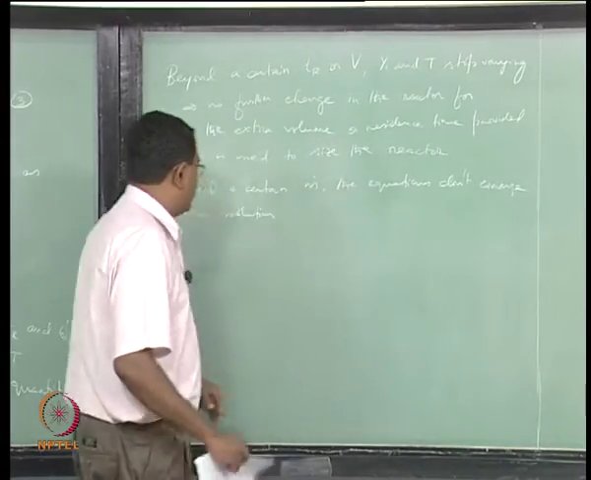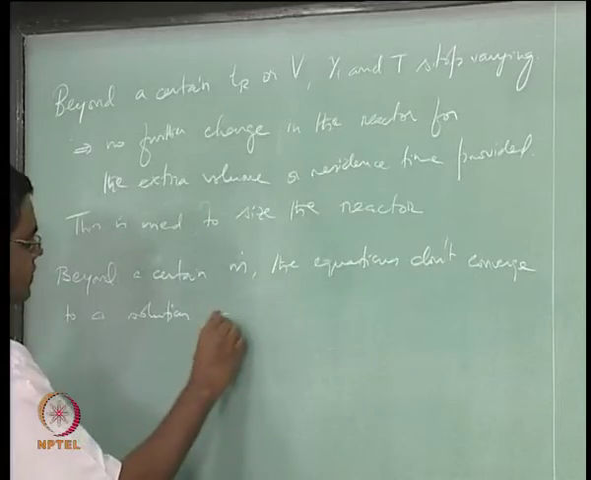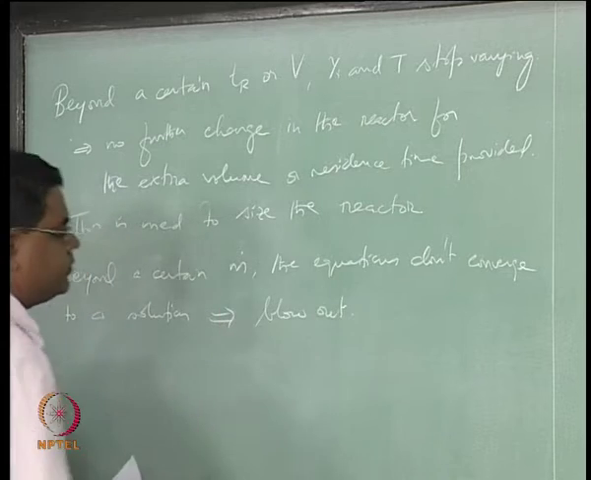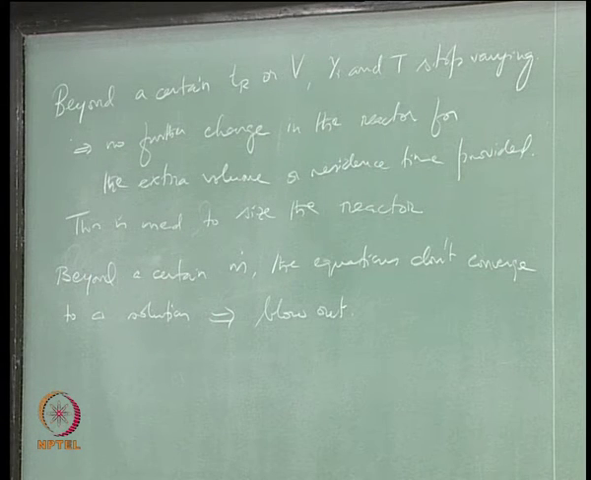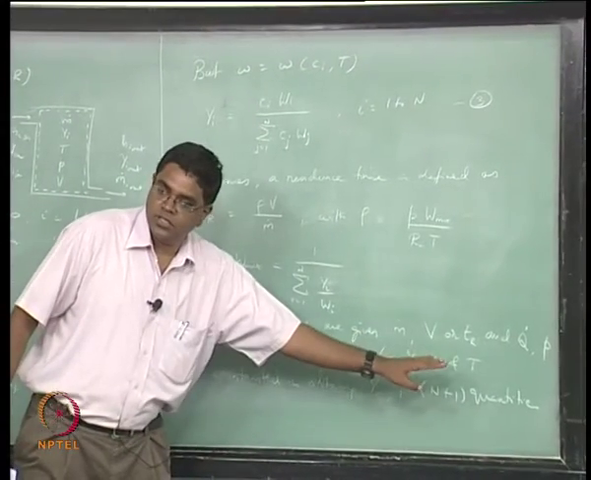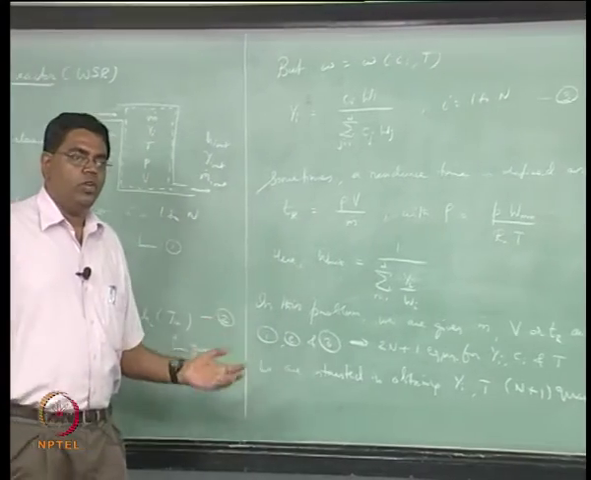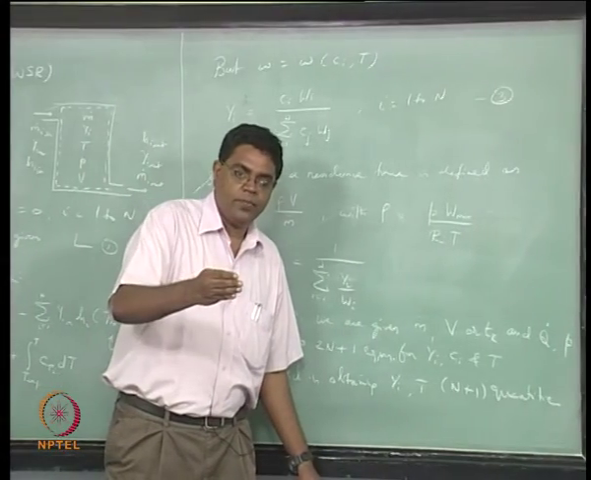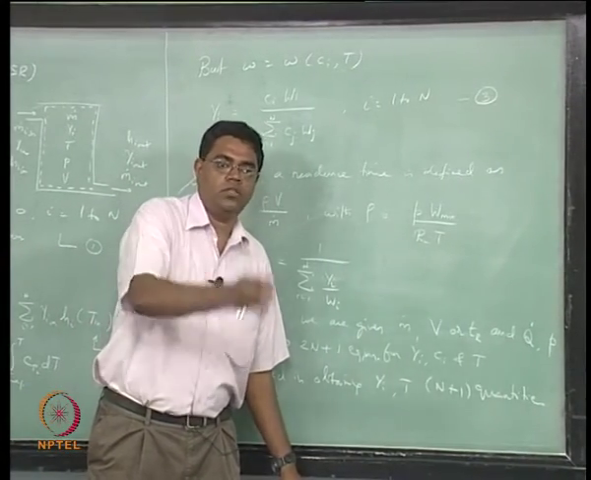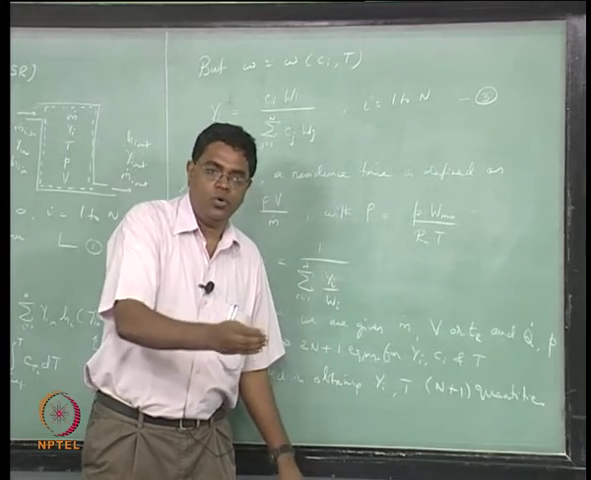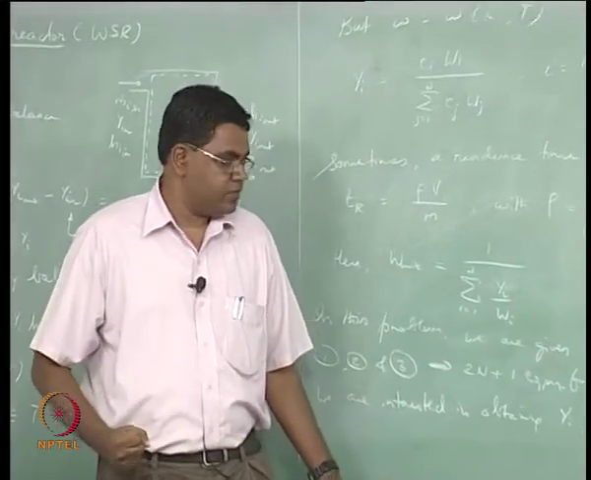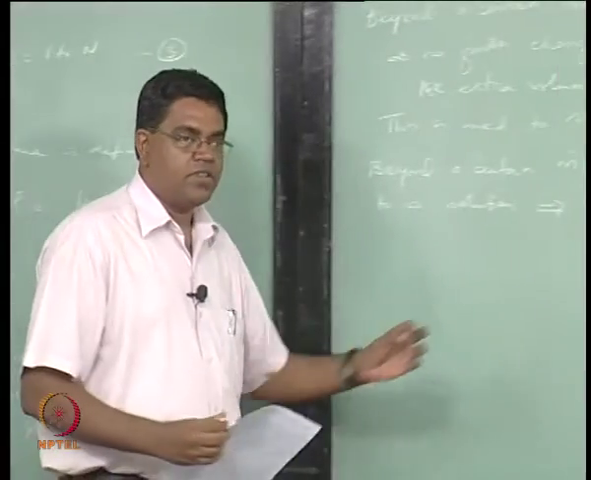So that simply means, as far as this model is concerned, a blowout. That means these equations simply can't be satisfied for the set of parameters that we are looking at. Typically, the way you do this is you start with some m dot, and then keep varying, until you hit a point where you can't get a solution. Then you know that beyond this point, the flame won't sustain. That's essentially what it means. So that becomes a meaningful exercise.